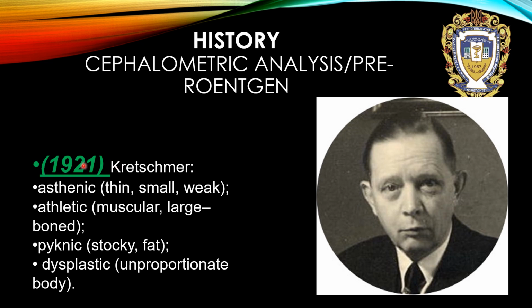Kretschmer in 1921 proposed his own classification of human body types: asthenic, meaning thin, small and weak; athletic, muscular, large boned; pyknic, stocky, fat; and dysplastic, disproportionate body.